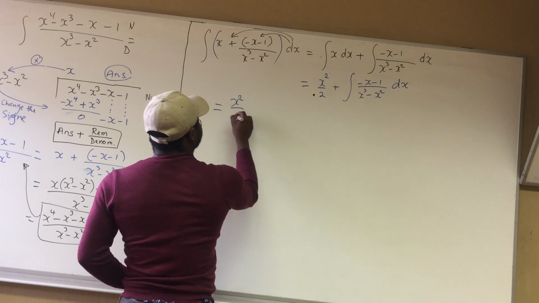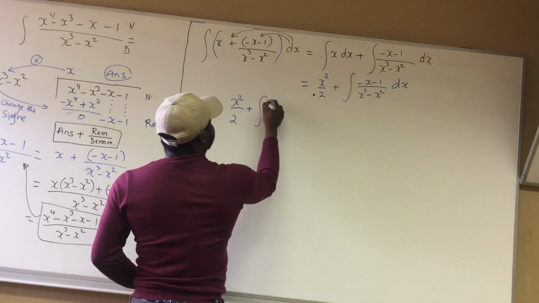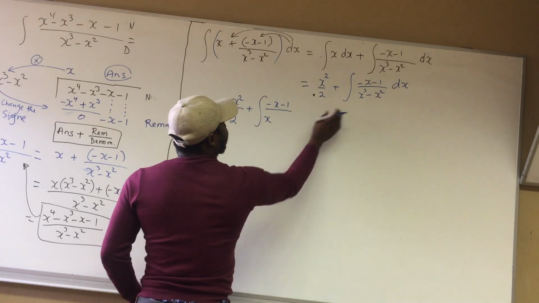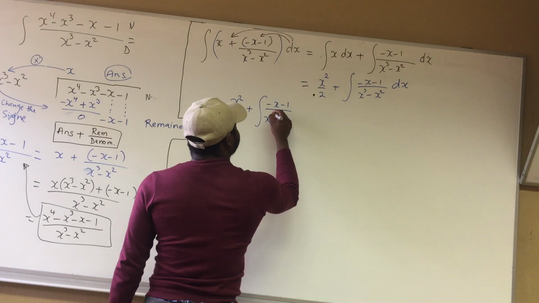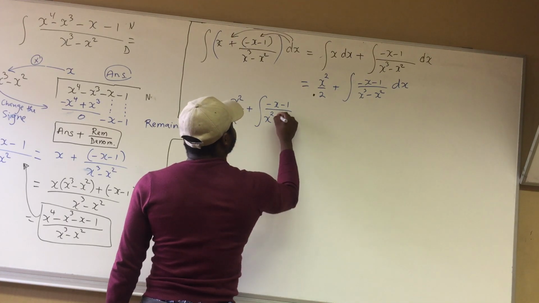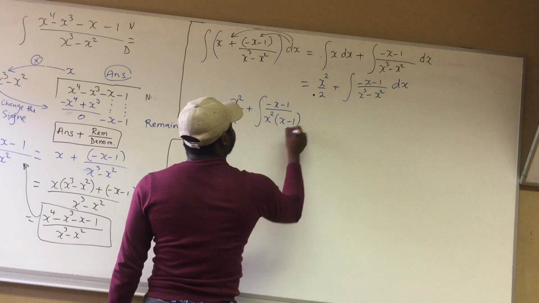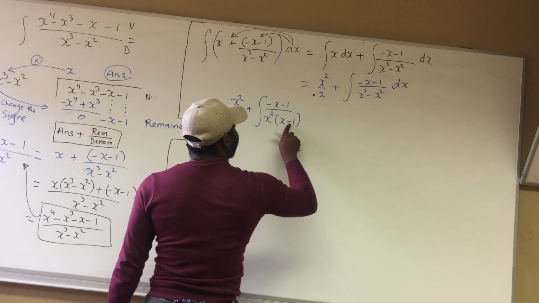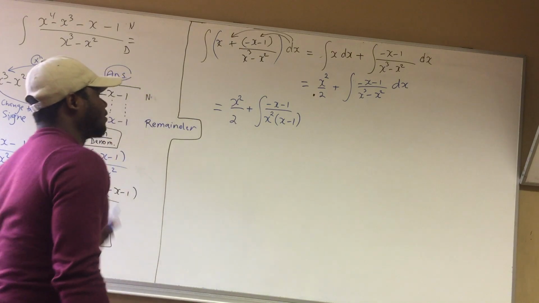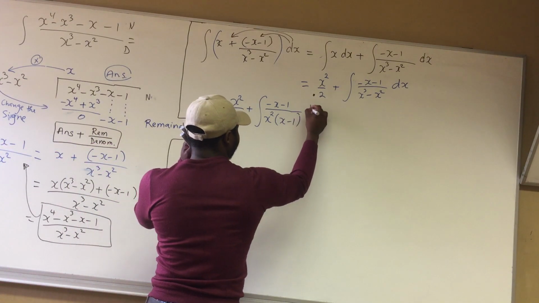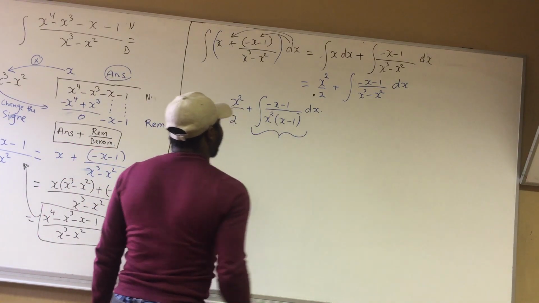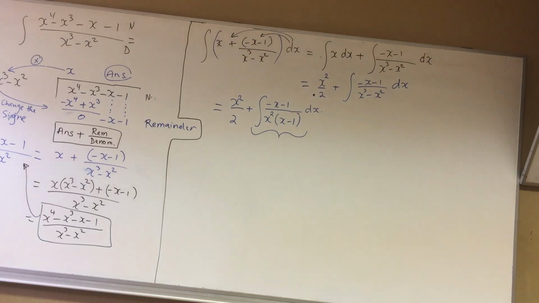Here it's x squared divided by 2 plus x minus 1 divided by. Look at this, I can factor it. I can put x squared outside and remain with x minus 1. If you take x squared times this, it gives you x cubed. X squared times minus 1 gives you minus x squared. So our problem is here. How do I solve this equation?